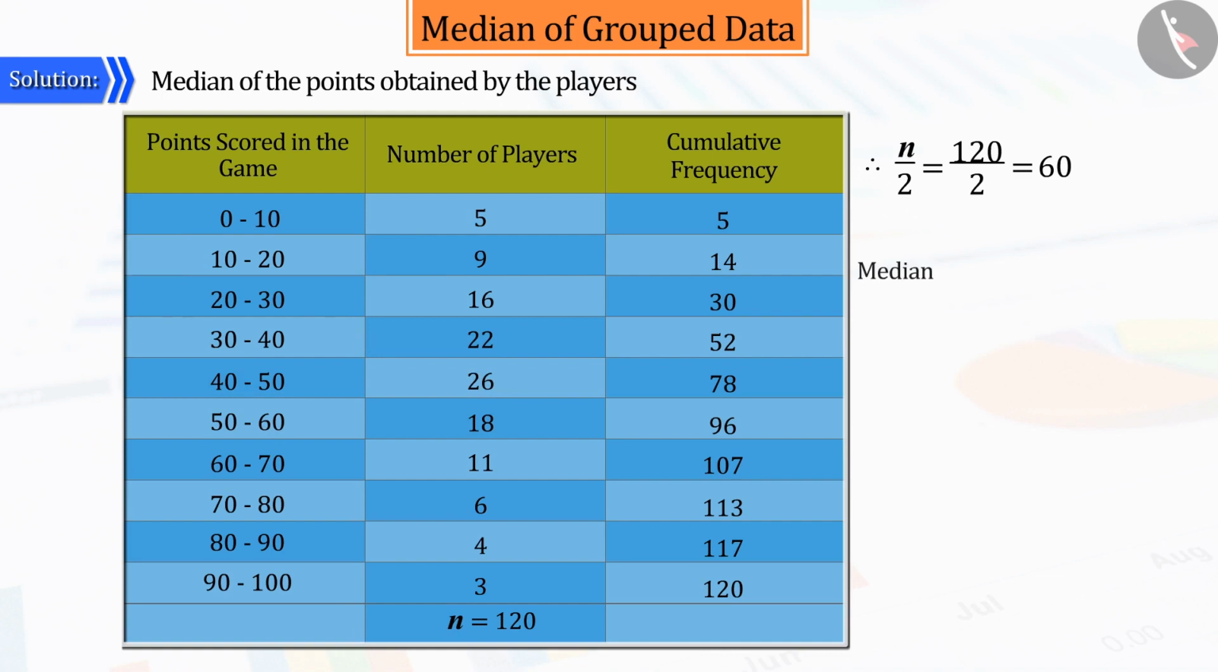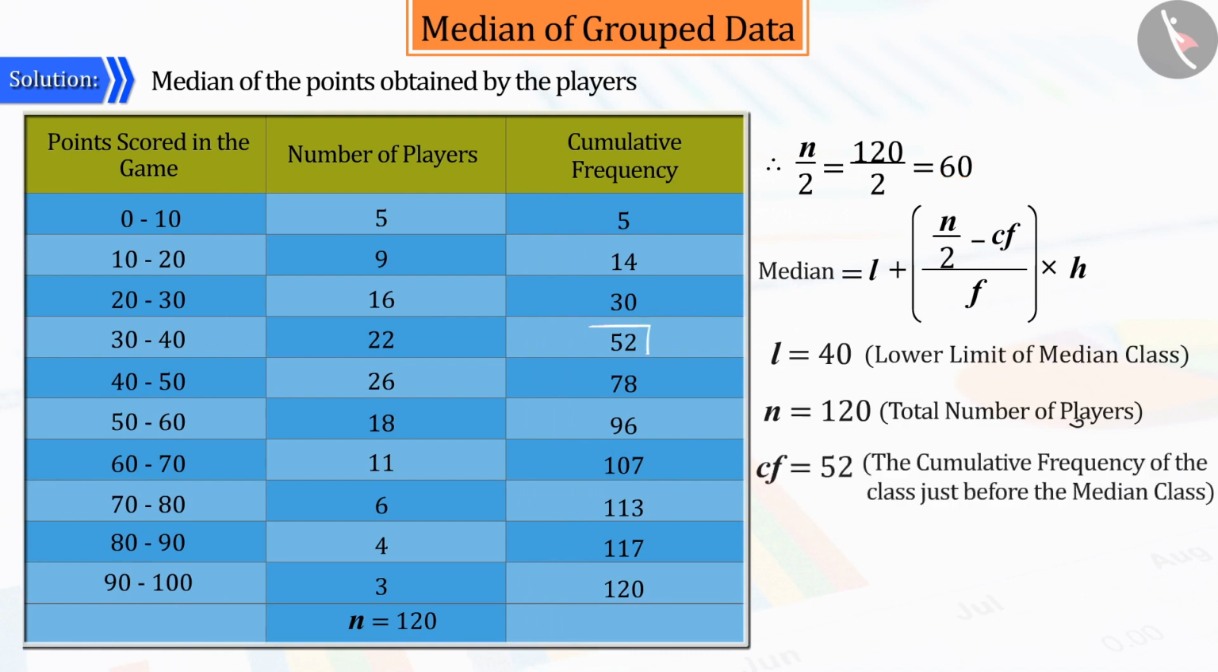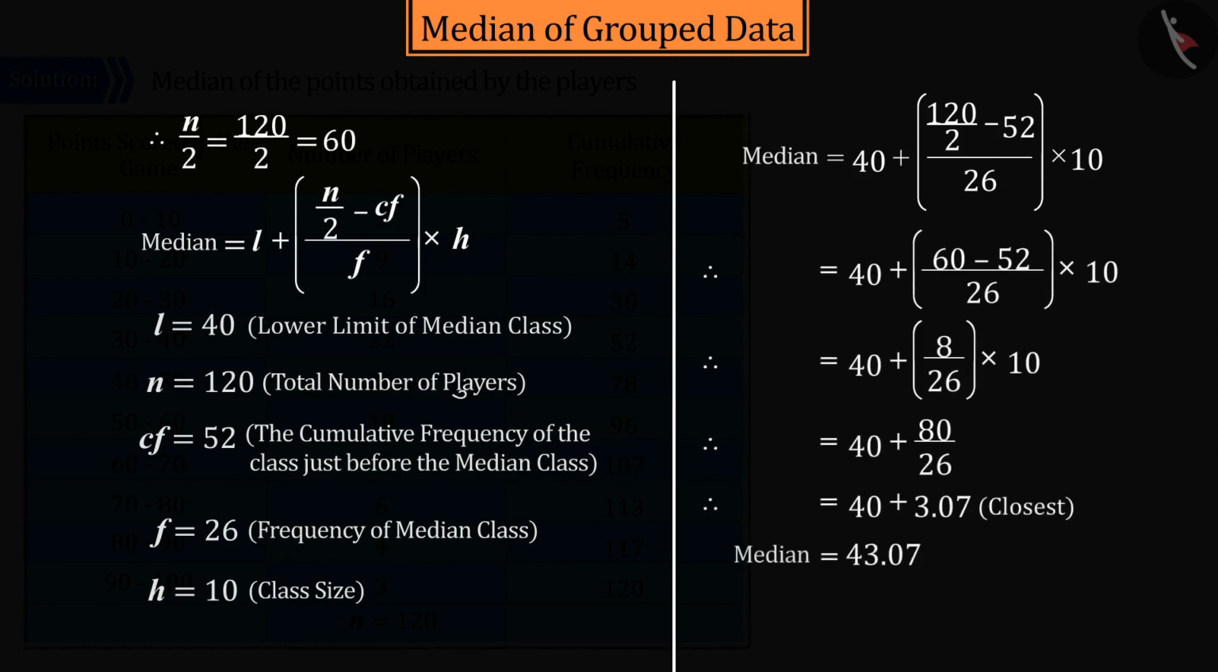To obtain the median, we use the following formula: L plus (n by 2 minus Cf) by f multiplied by h, where L is the lower limit of the median class, that is 40, and n by 2 equals 60. Cf is the cumulative frequency of the class immediately preceding the median class, that is 52. f means the frequency of the median class, that is 26, and h is the measurement of the class, that is 10. Substituting these in the formula and solving it gives 43.07.